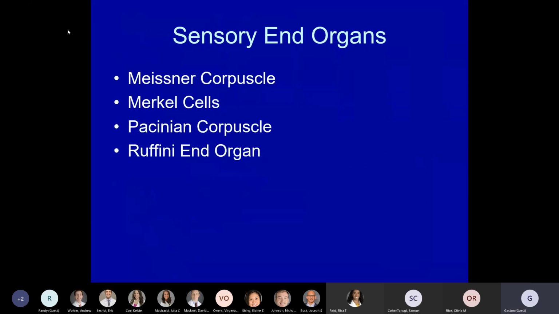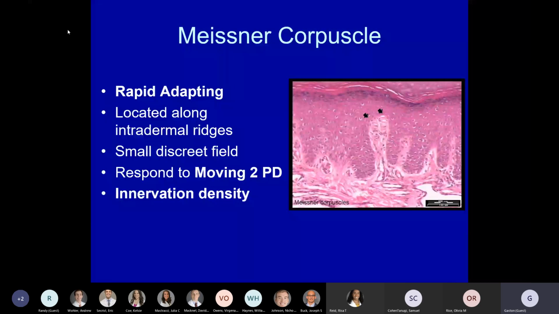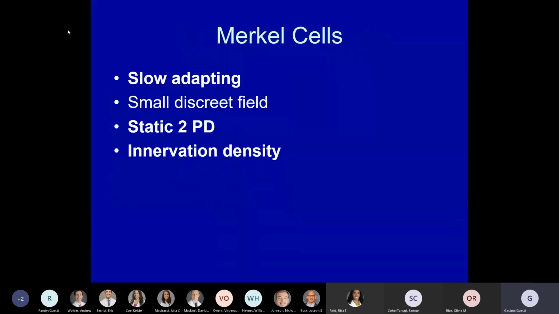I'm going to skip these basically because they haven't been asked in quite a long time, but there's 4 types of cells within the tips of the finger: Meissner's, Merkel's, Pacinian's, and Ruffini end organs. Super fast if people really want to know it. Meissner corpuscles are rapidly adapting, and when you do moving 2-point discrimination, that's what you're testing. They test innervation density. Merkel's are slowly adapting, static innervation density.